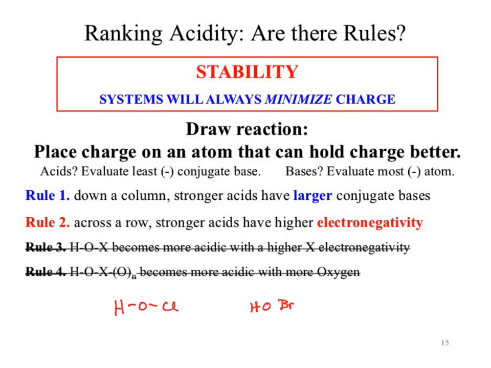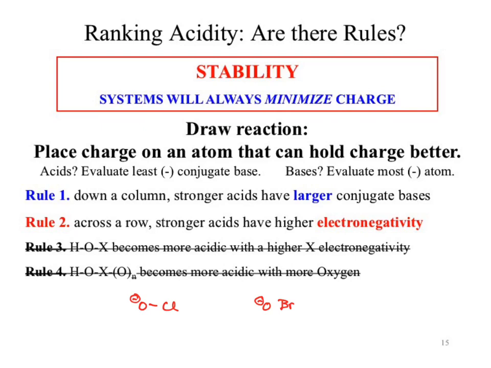Which of those is the stronger acid? The chlorine one. Why? Don't tell me rule 3. When we remove the hydrogen, what happens? We have that negative oxygen, right? Down a column, it's still oxygen. Rule 2, still oxygen. What's the difference?